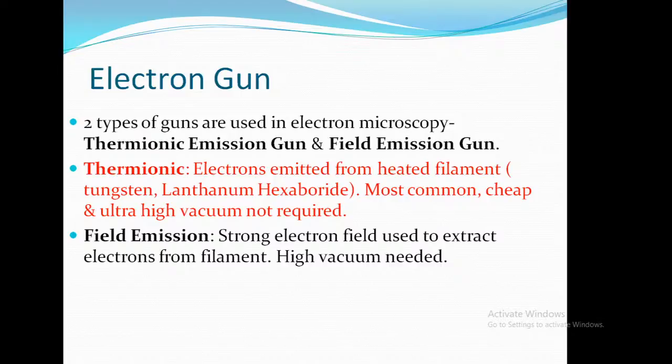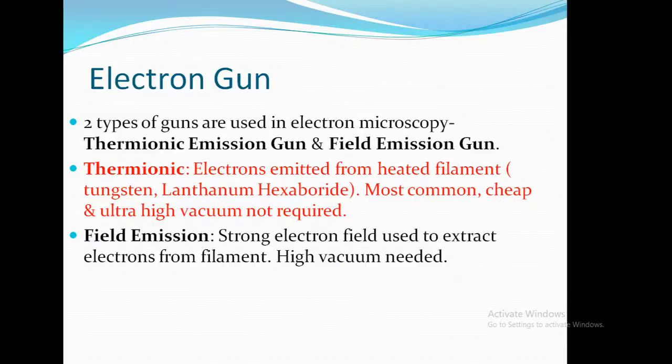There are different parts of the electron microscope. The first is the electron gun. There are two types of gun, the thermionic emission gun and the field emission gun. Thermionic: the electrons are emitted from a heated filament made of tungsten or lanthanum hexaboride. It is the most common and cheap, and ultra high vacuum is not required. So this gun is very common and cheap, and here no high vacuum is required.